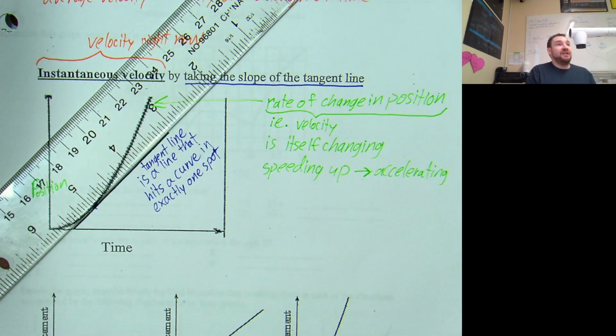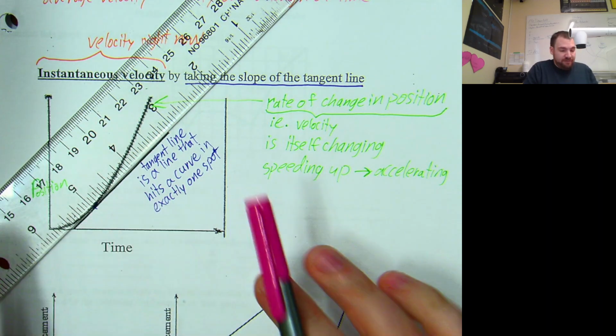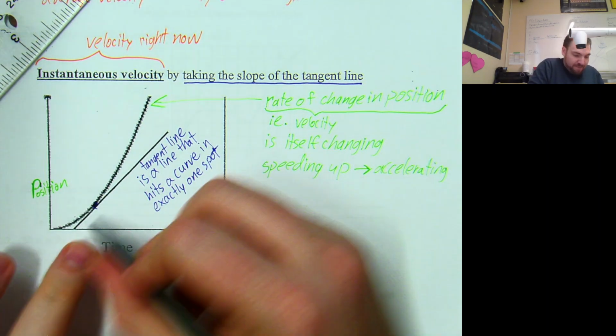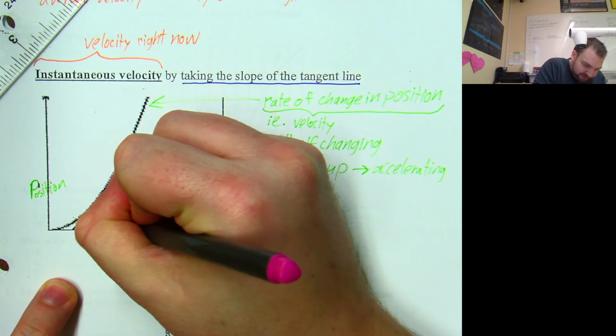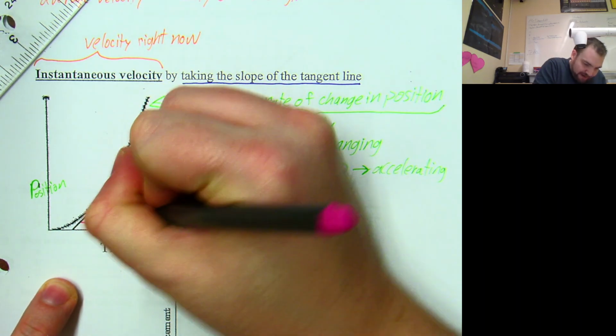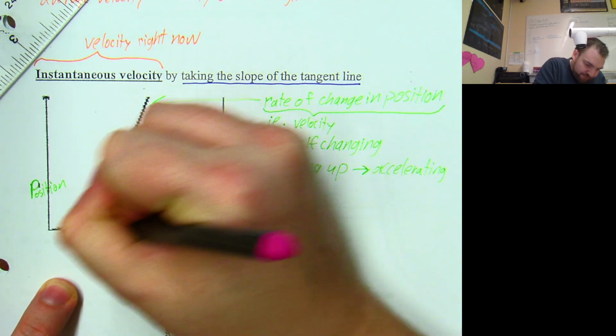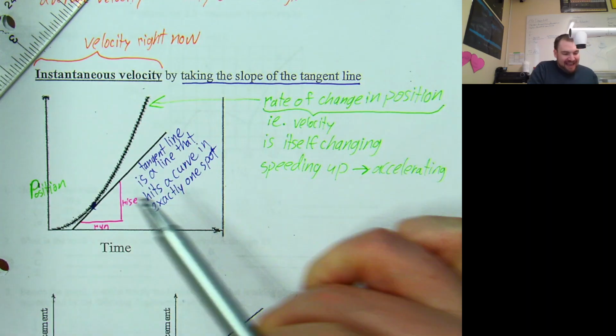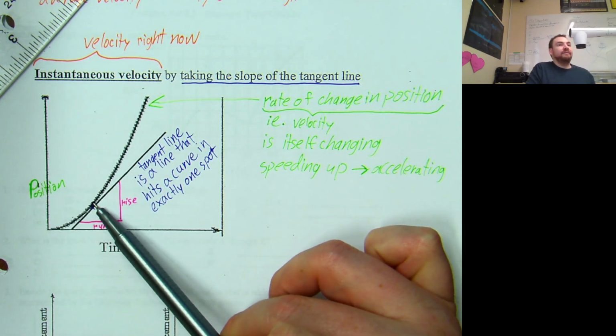The beauty of the tangent line is the tangent line actually gives us a slope we can calculate. If I take that point right there, and I draw my tangent line, now all of a sudden, I'm able to find rise and run at exactly that point right there. Manuel, wake up.